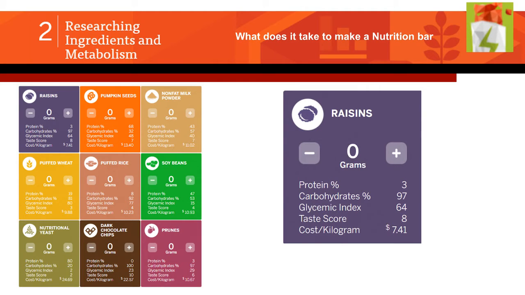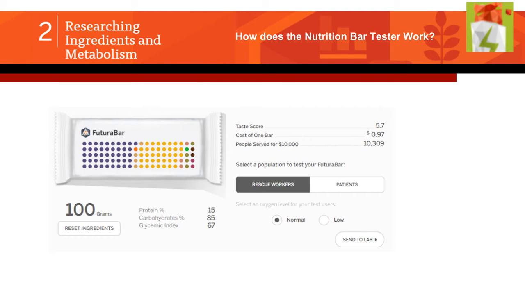All right, now that we've covered what's in these, let's go and take a look at how we can use them in a nutrition bar. So this is our nutrition bar tester. We build a Futura bar, or a nutrition bar, by selecting 1 gram at a time and adding them in till we have a total of 100. In this case, you'll notice that there are multiple colors, and this indicates what's in there. I'll notice there's one little orange dot.